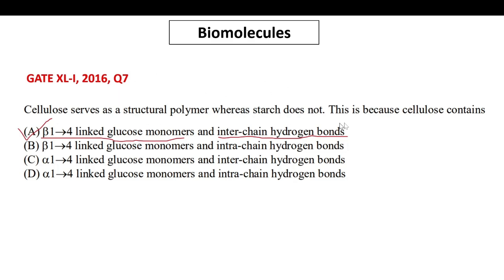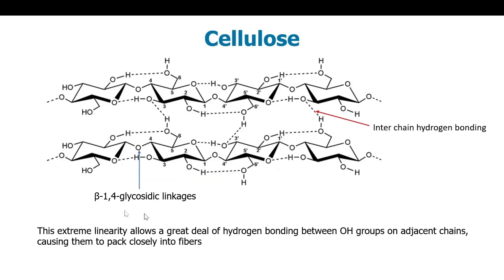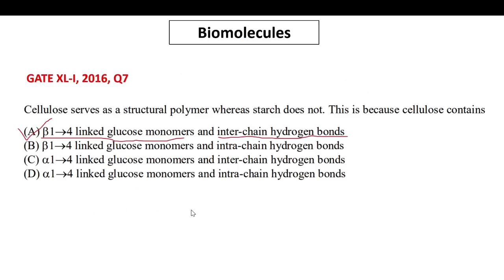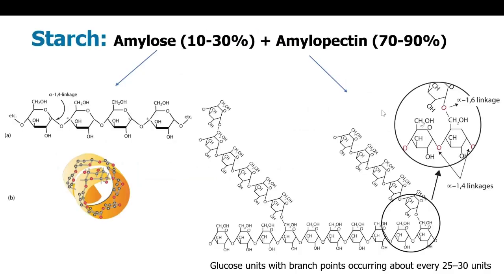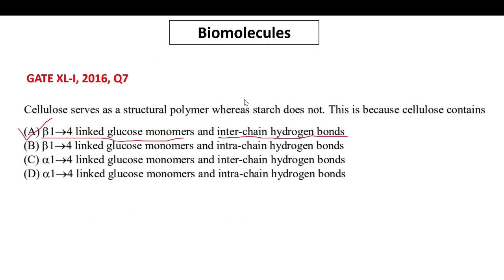So what is the reason they asked? The reason is, since you see that here they are forming beta 1,4 glycosidic linkages, the answer will contain beta 1,4 linked glucose monomers, and also they have interchain hydrogen bonding, which is absent in this starch. Okay, so that's why the answer here will be option A.